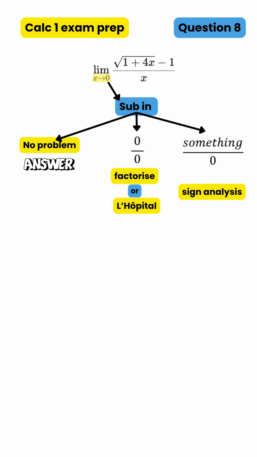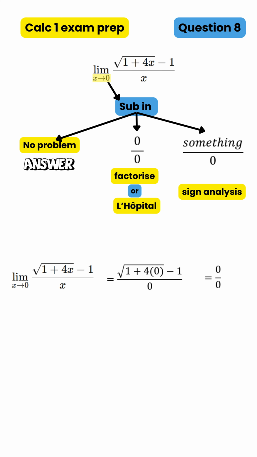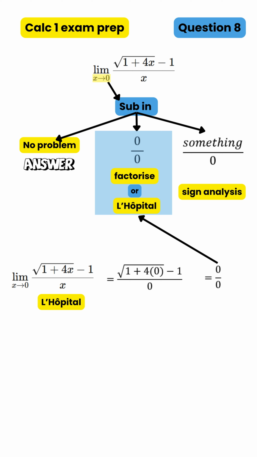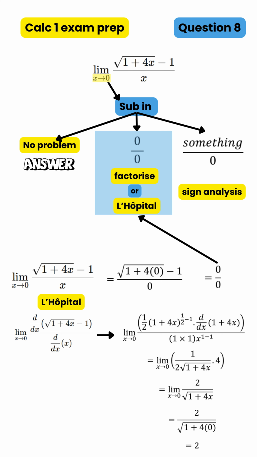That's always the plan. Here, substituting gives 0 over 0, so we must factor or use L'Hopital. Factoring is way too messy, so we use L'Hopital by differentiating the numerator and denominator separately. After that, we try substituting the approach value again, and when we do, we get 2 as the answer.